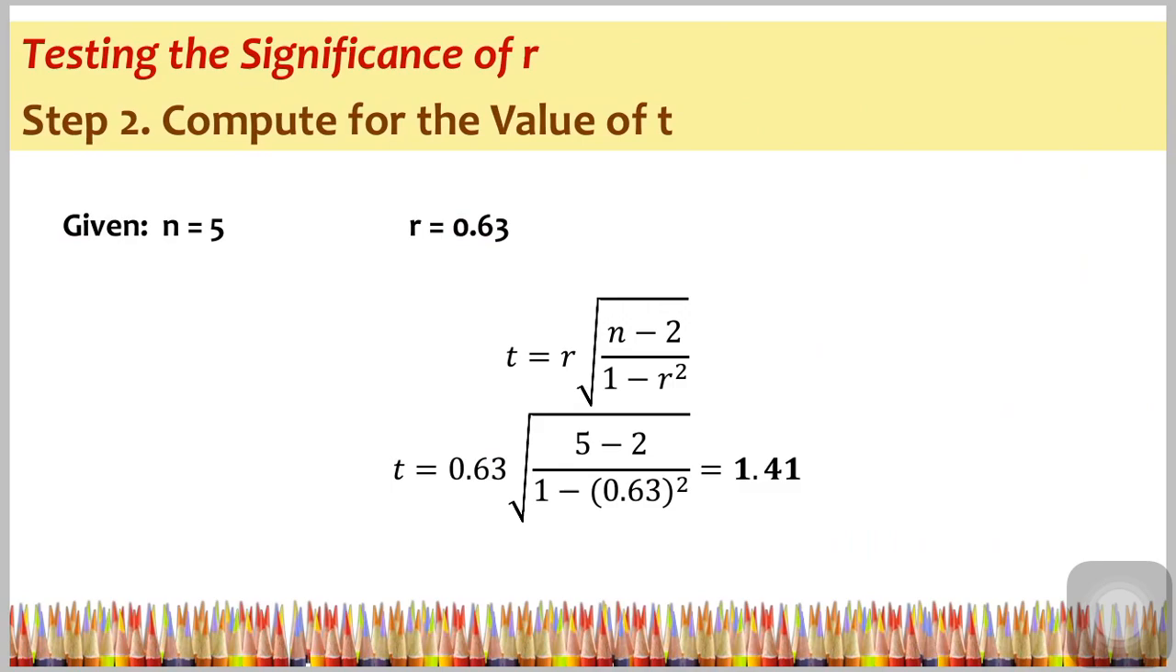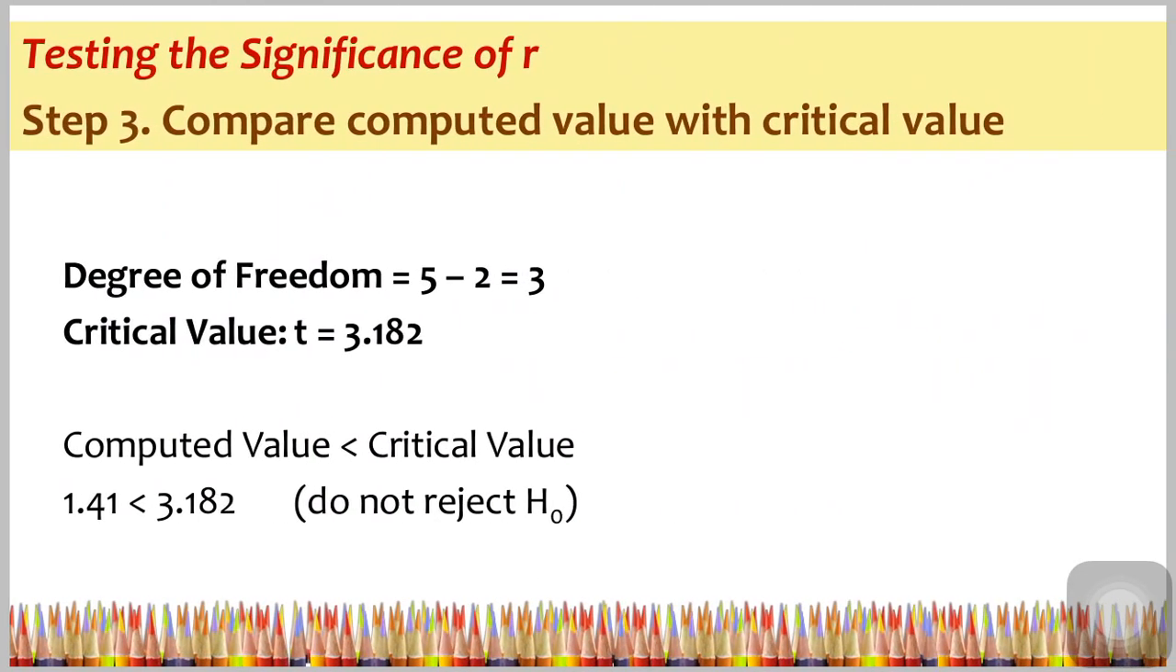In step 3, we compare this value to the tabular value. If we check, our degrees of freedom is 3, that's 5 minus 2. If we use our t table, our critical value is 3.182. And our critical value is greater than our computed value of 1.41. If you draw the normal curve, 1.41 is found in the acceptance region. Thus, we do not reject the null hypothesis.